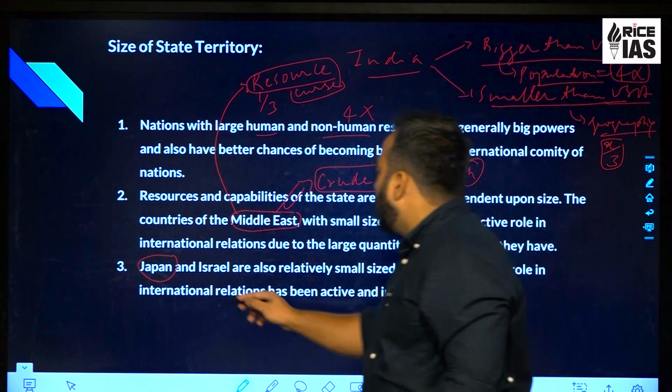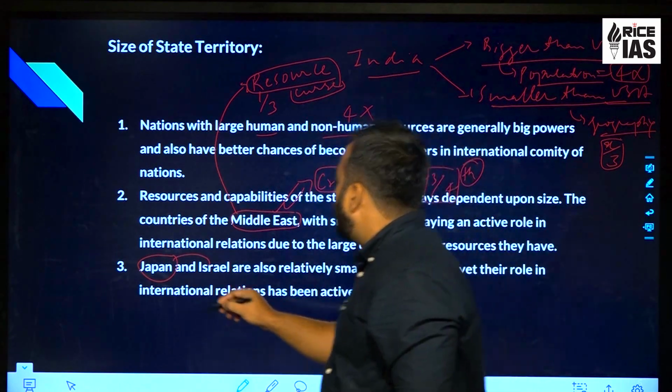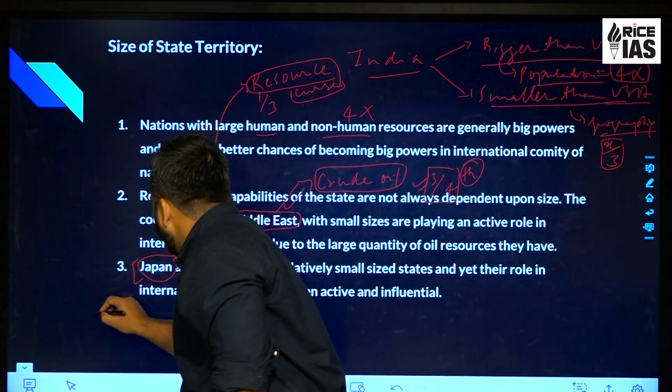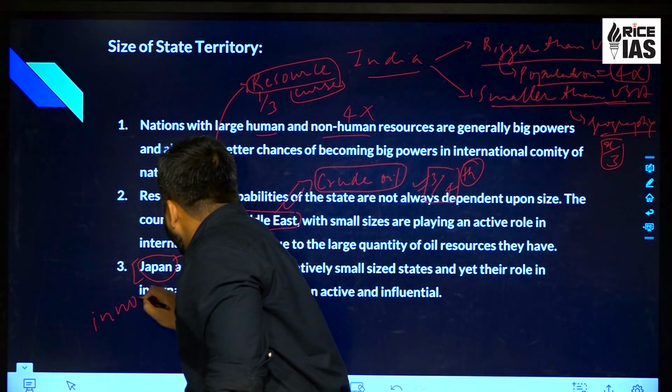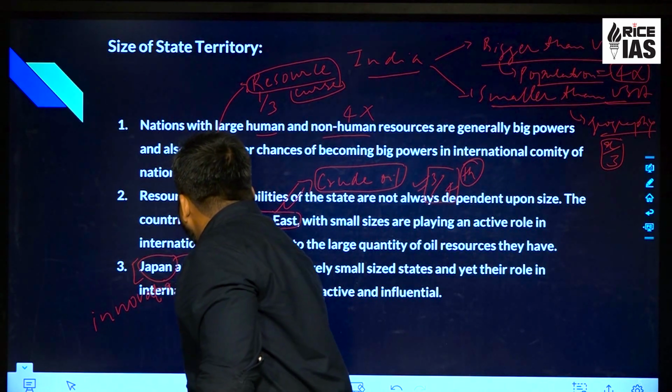Innovation matters a lot. In the case of Japan and Israel, it's innovation and a will. Innovation strategy.